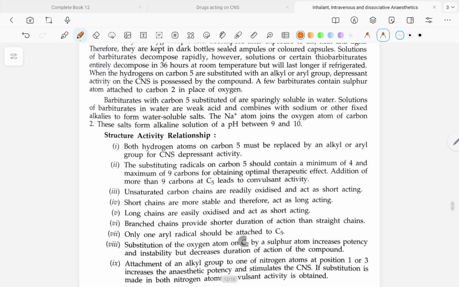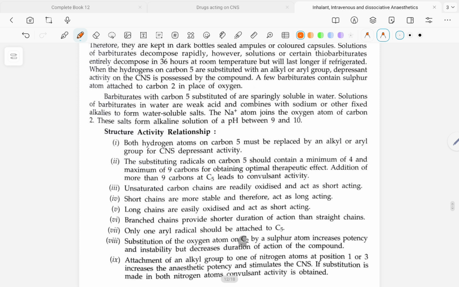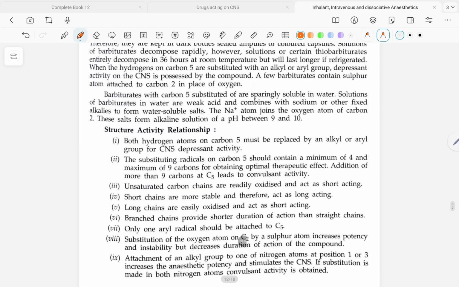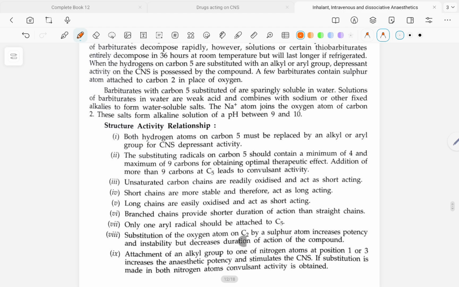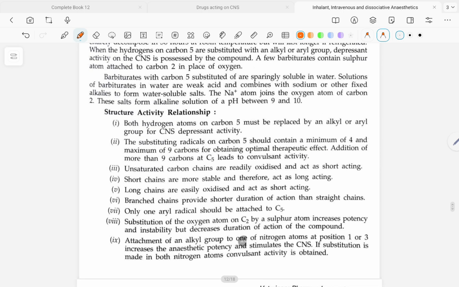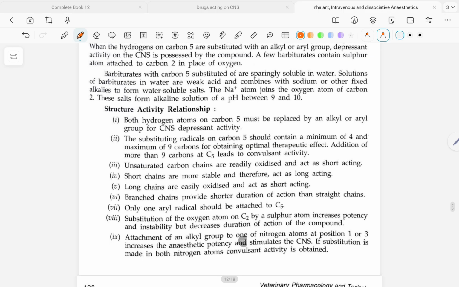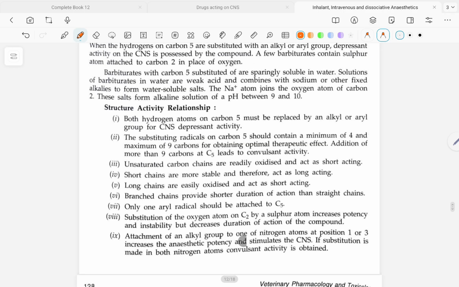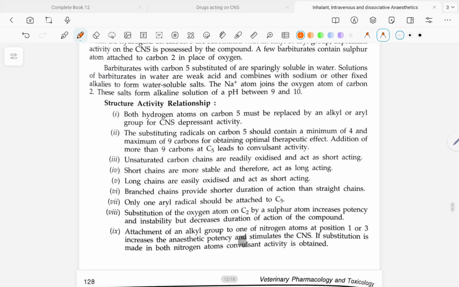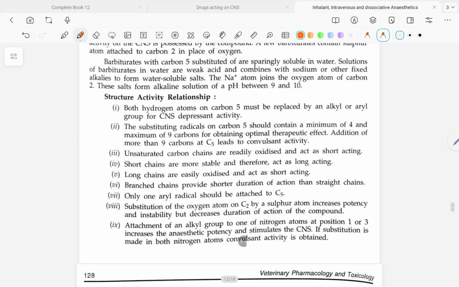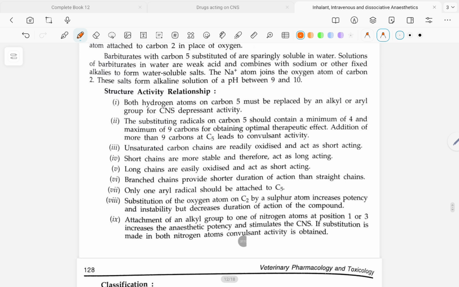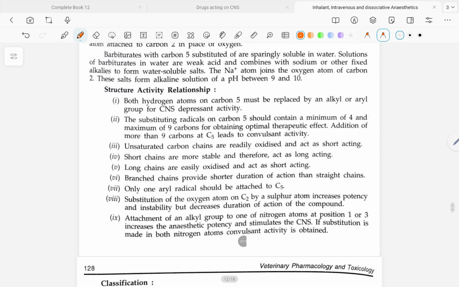depressant activity on the CNS is possessed by the compound. A few barbiturates contain a sulfur atom attached to carbon 2 in place of oxygen. Barbiturates with carbon 5 substituted are sparingly soluble in water. Solutions of barbiturates in water are weak acids and combine with sodium or other fixed alkalis to form water soluble salts. The Na+ atom joins the oxygen atom of carbon. This salt forms an alkaline solution with a pH between 9 and 10.